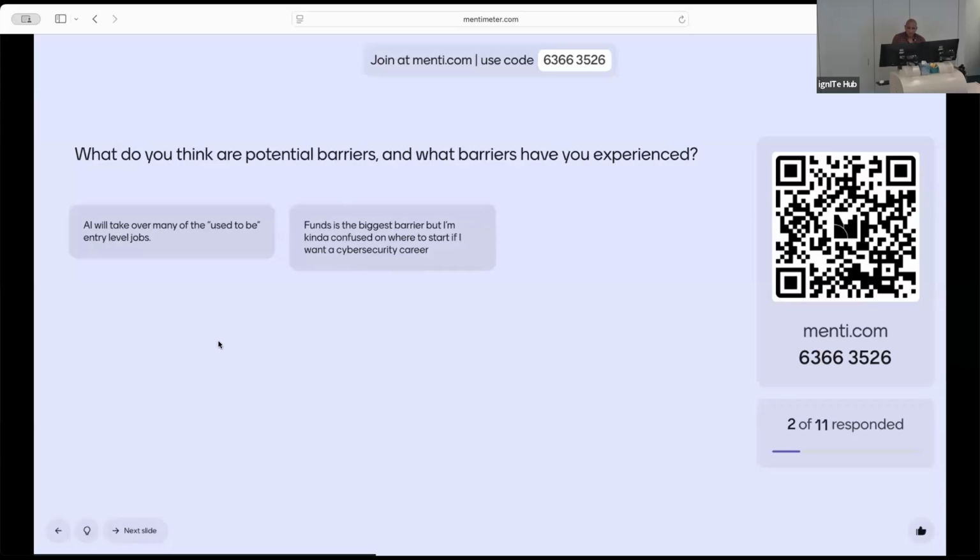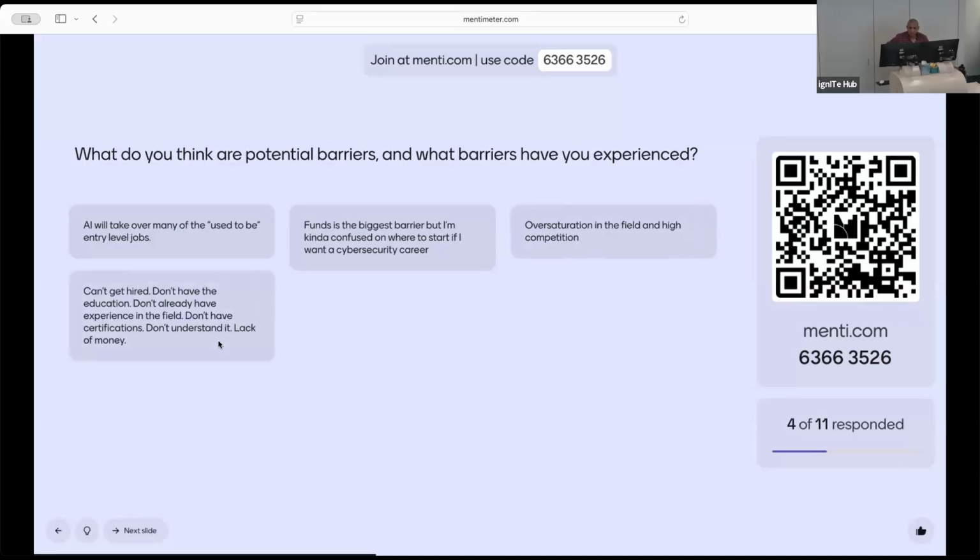"Funds is the biggest barrier, but I'm kind of confused on where to start if I want a cybersecurity career." Thank you. Yes, that's the other thing, and we're going to talk about that. Lack of funds is definitely a thing and a potential barrier. Starting a cybersecurity career, that's kind of my thing, and we're going to be talking a little bit today, and definitely a lot more next week.